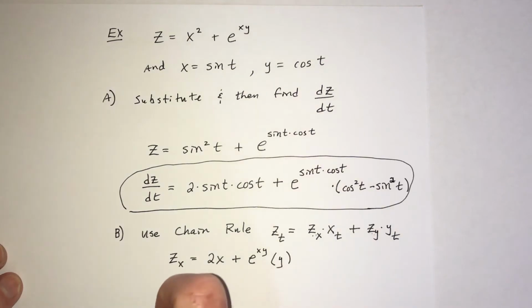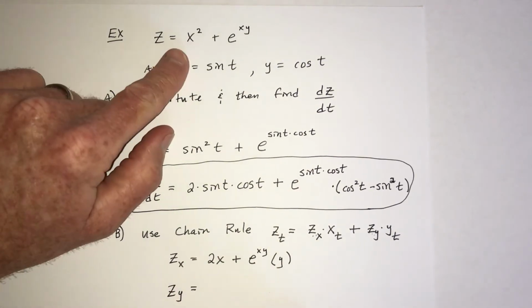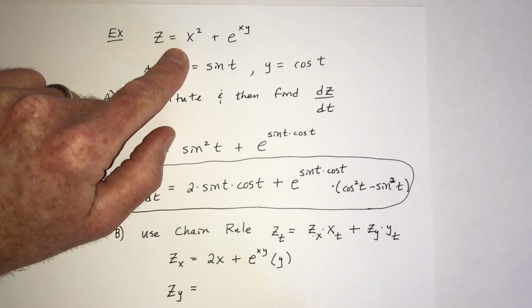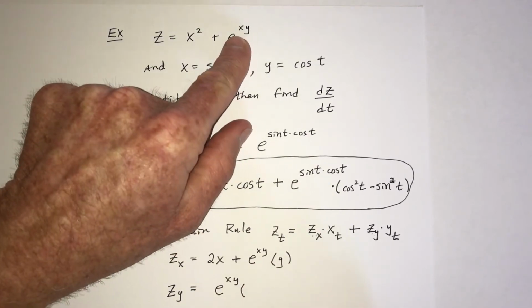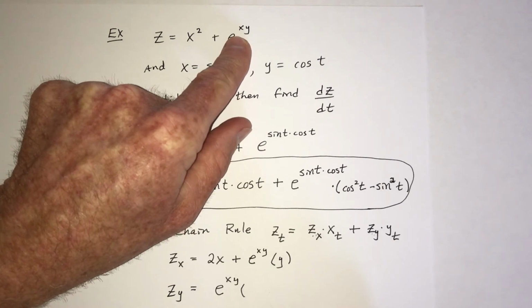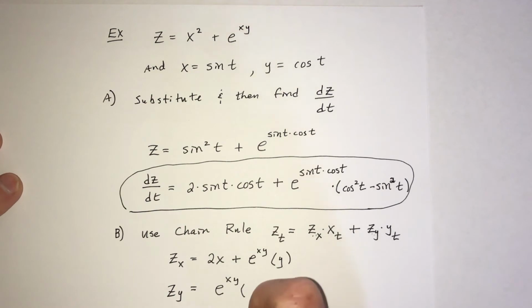So the derivative with respect to y. Well, since this is being held constant, the derivative is 0. The derivative of the e function will be the e function. And then when you go to take the derivative of the exponent, the x is a constant. The derivative of y will be 1. So that means it's 1 times x.